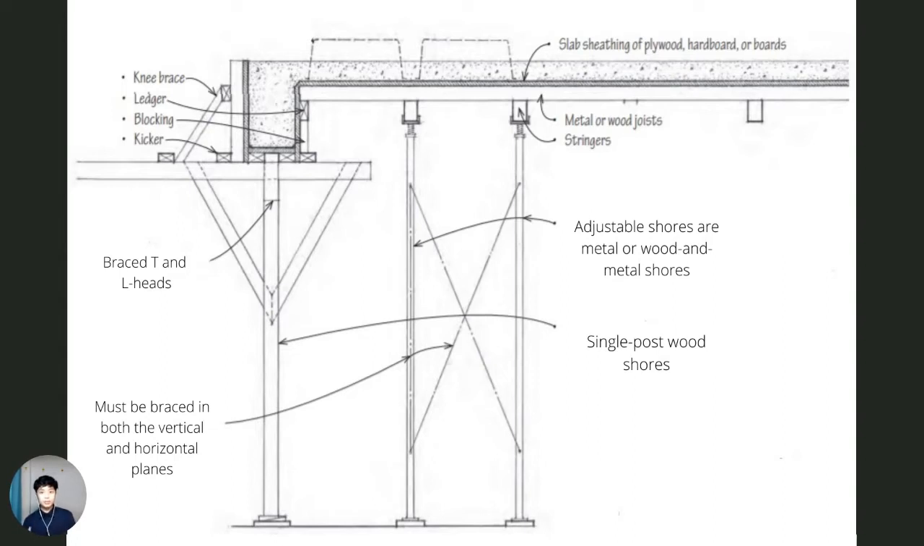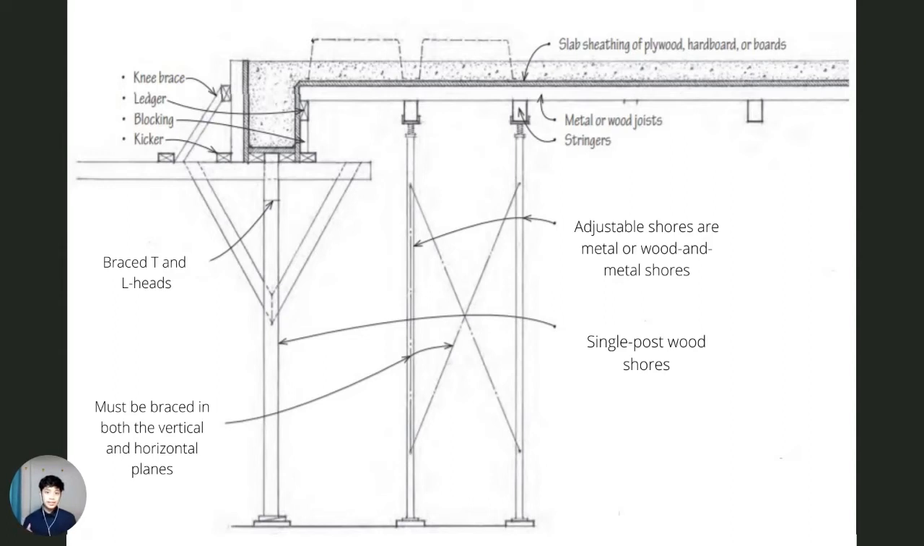For single post wood shores, they are cut slightly short of the desired elevation and adjusted by driving wooden wedges under the shore or at its top. After a concrete slab or beam has cured sufficiently to carry its own weight, the original formwork is removed and the slab or beam is reshored until the concrete reaches its full strength.